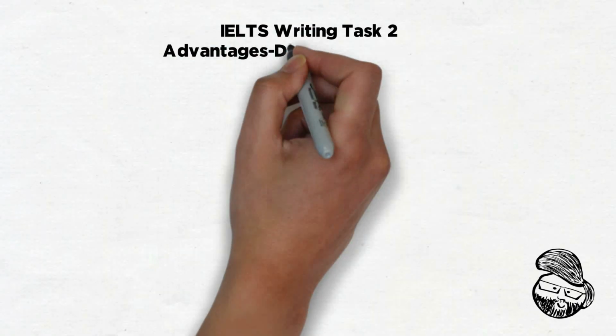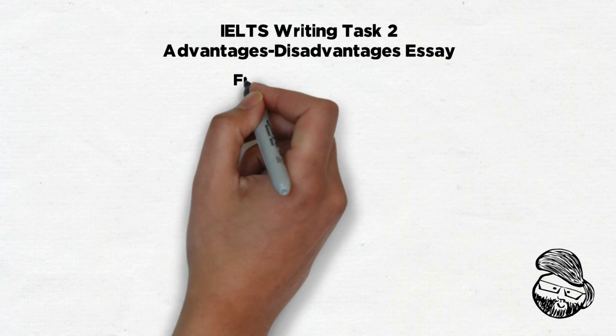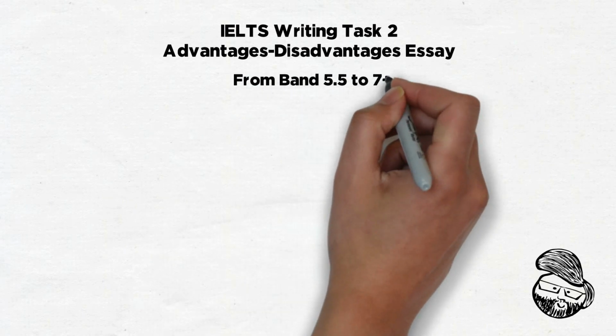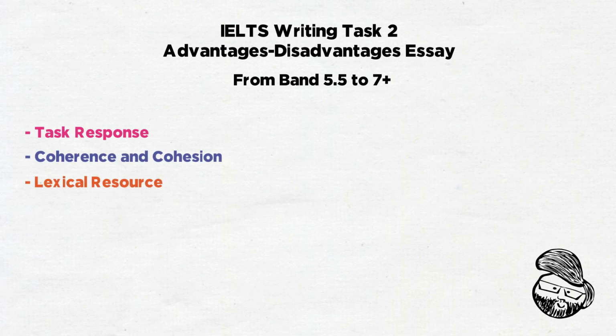Hi everyone! Today, we're mastering the advantages and disadvantages essay in IELTS Writing Task 2. We'll deconstruct a Band 5.5 response and rebuild it into a sophisticated Band 7 Plus essay. We'll analyze it using the 4 official criteria: task response, coherence and cohesion, lexical resource, and grammatical range and accuracy. Let's get started. Here's our task.